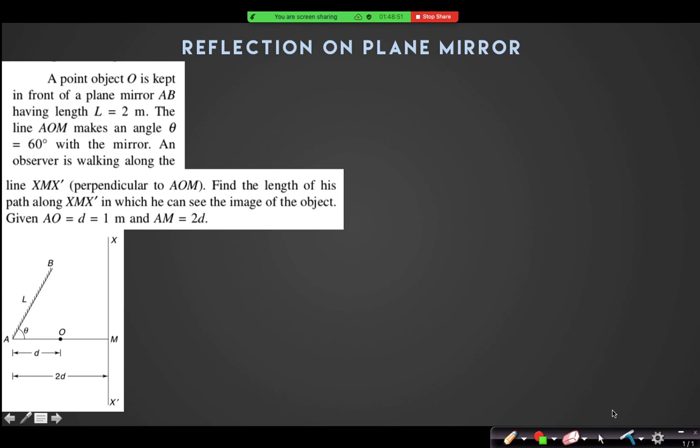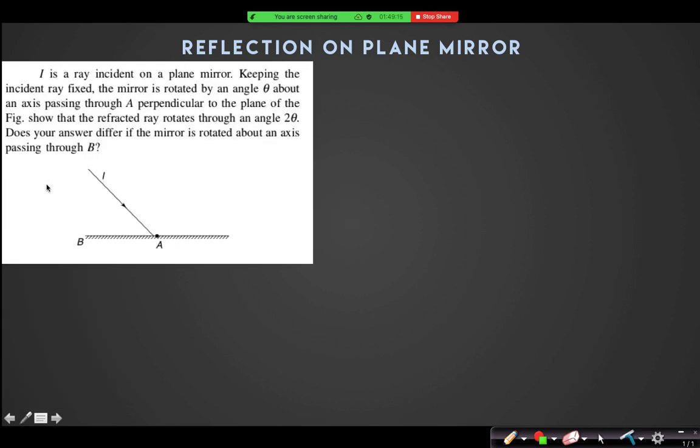Find the length of the path XMX' in which he can see the image of the object. Given AO equals D equals 1 meter and AM equals 2D. Okay, you can try this question as your homework. I'll leave this for your homework. A very similar type of question, I think, we have just done. Now that is very easy.